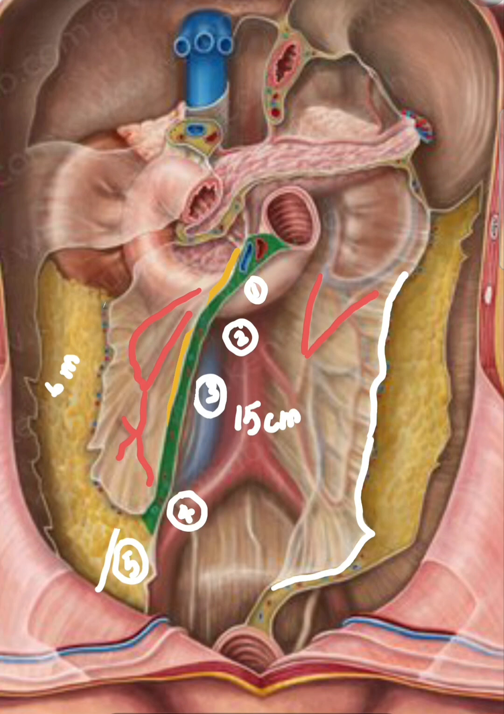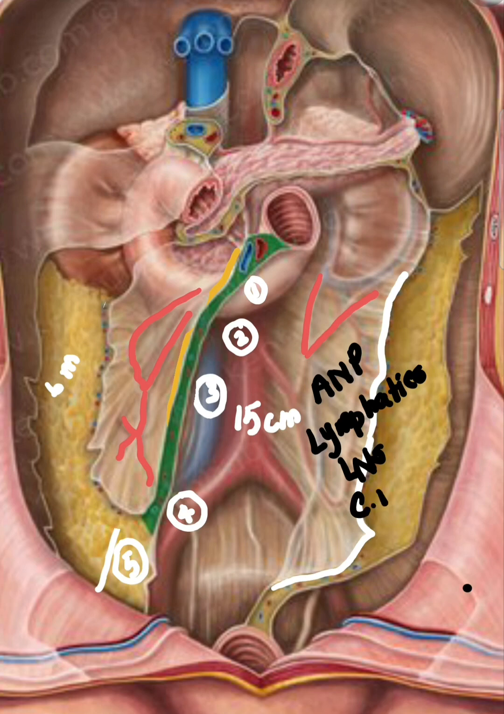Apart from that, there is the presence of autonomic nerve plexus. And there are lymphatics or lacteals, lymph nodes, and there is connective tissue with fat. These are the contents of the mesentery.